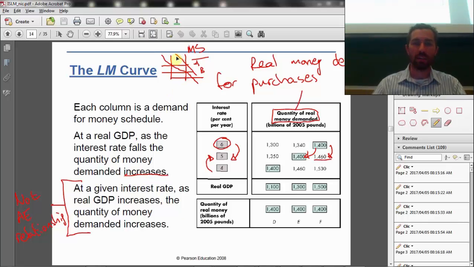In other words, that is the negative relationship between interest rate and quantity of money demanded. However, at any given interest rate, as real GDP increases, the quantity of money demanded increases. Yes, that's fine. In other words, we're talking about now a shift in the entire money demand curve, right? So as real GDP increases, what we're doing is shifting the entire money demand curve, okay?